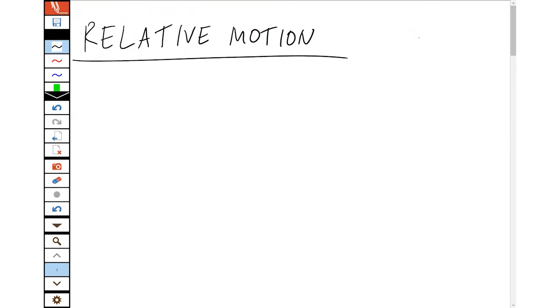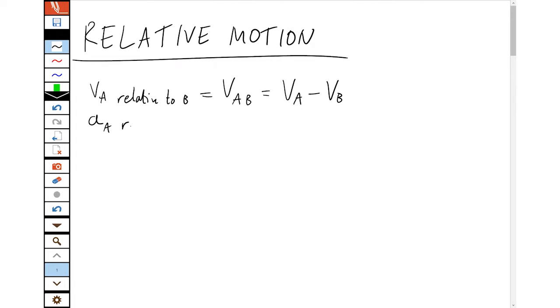The first is mathematical, and we can just specify it right at the start. The velocity of A relative to B is the velocity of A minus the velocity of B. And likewise for acceleration, the acceleration of A relative to B is just the acceleration of A minus the acceleration of B. Now, what does any of that mean, though?